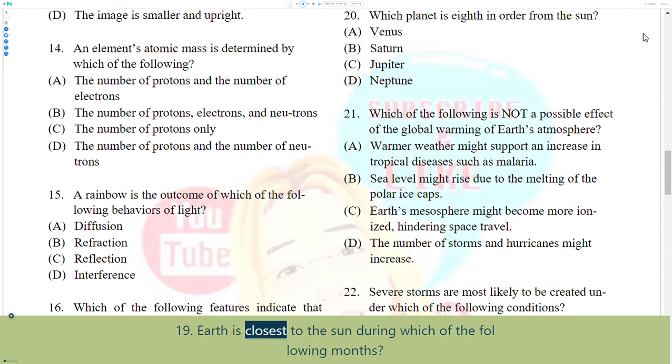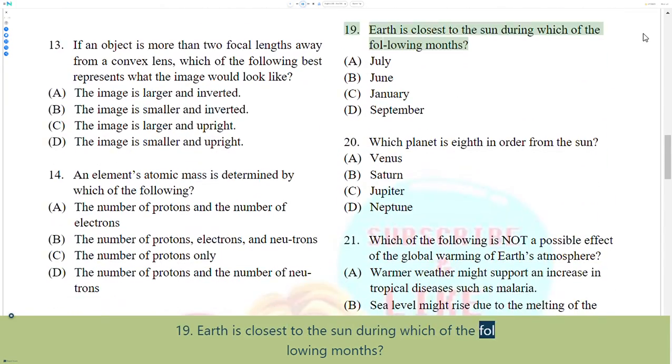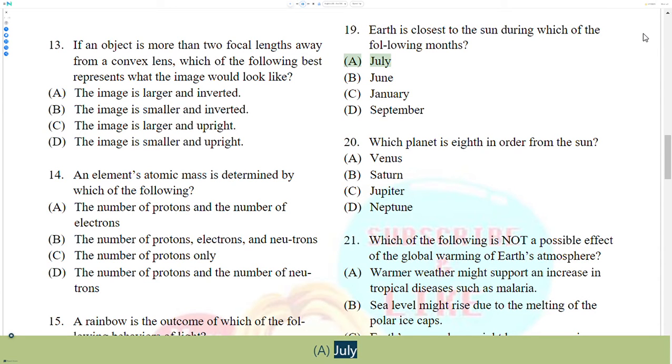19. Earth is closest to the Sun during which of the following months? A. July. B. June. C. January. D. September.